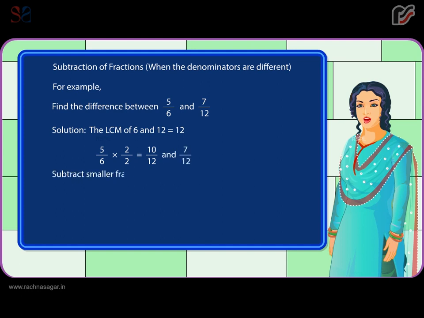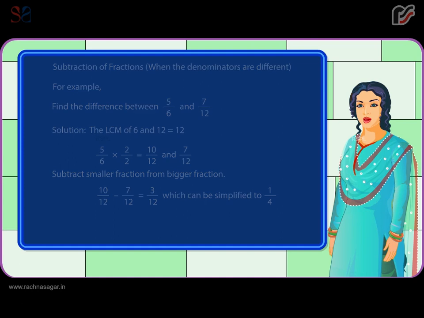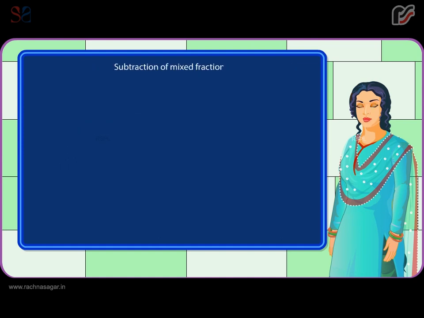Subtract smaller fraction from bigger fraction. 10/12 minus 7/12 is equal to 3/12, which can be simplified to 1/4. Subtraction of mixed fractions. For example, by how much is 8 1/6 less than 10 5/12?